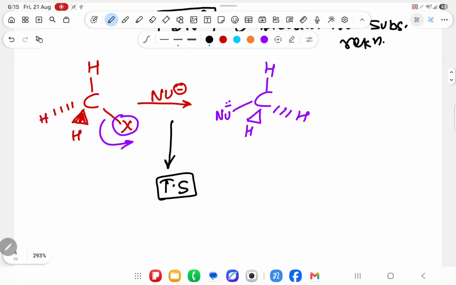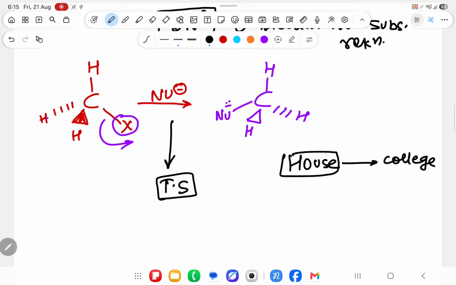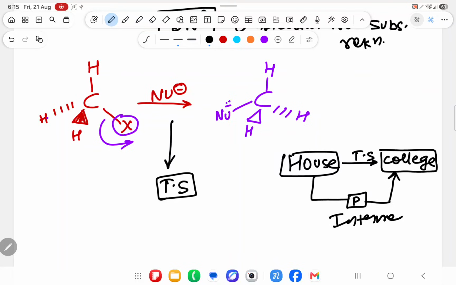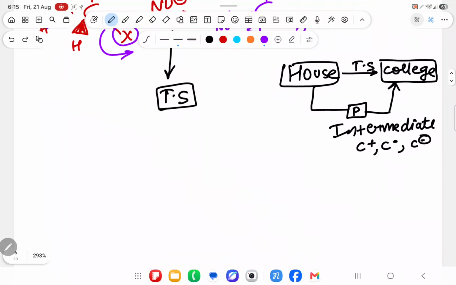But what is a transition state, sir? I have told you, one student is going from school to college directly without going to any other place. That is known as the transition state. Someone going from school to college via another point, that is known as an intermediate, and intermediates are carbocation, free radical, carbanion. So here, without going through any intermediate, it goes directly from house to college. That is the transition state.